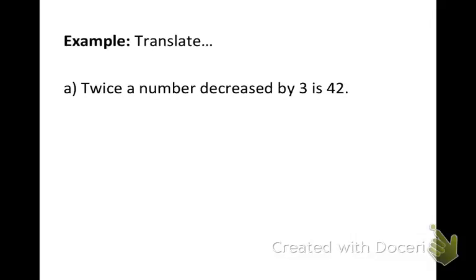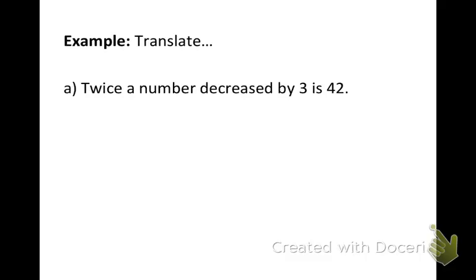Decreased by 3 is 42. What would that look like as an equation? Well, I guess the first thing I should ask, why do I know it is an equation? What two-letter word in there is telling me it's an equation? Is, right? Okay, so twice a number decreased by 3 is 42.